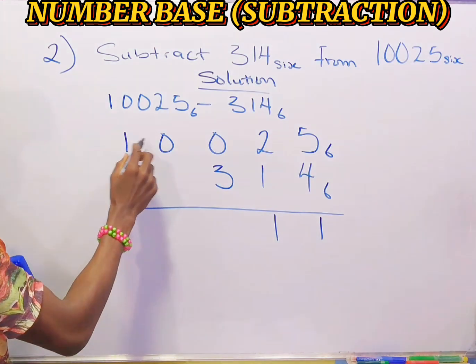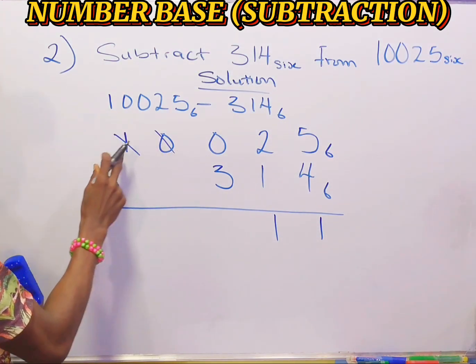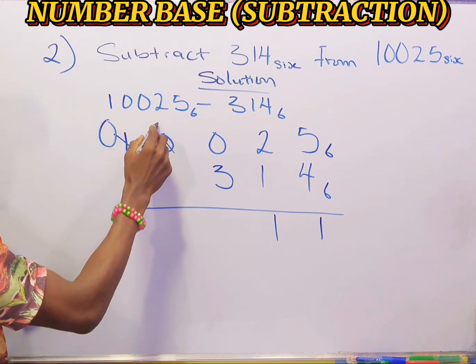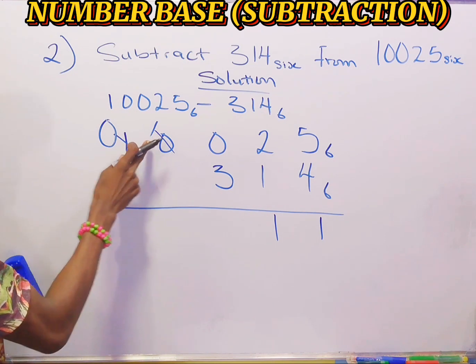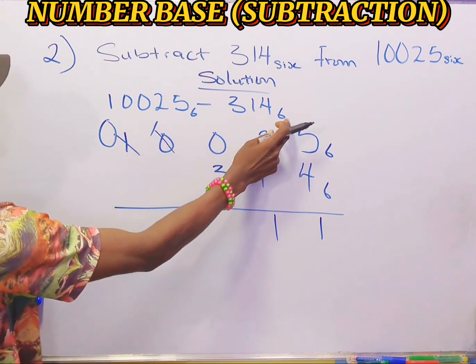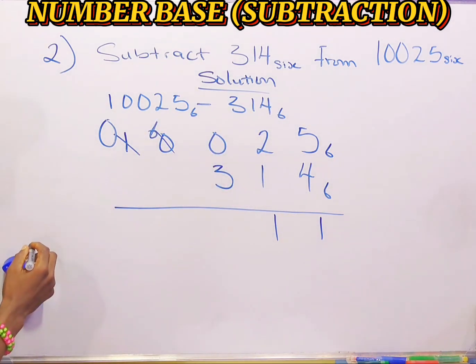So we go to 0. 0 has nothing here. So we move to 1. We take away 1 from 1. 1 becomes 0. We add the 1 here. Now the 1 we are adding here is not 1. The 1 we are adding is in a bunch of 6. So automatically we are adding 6 here and not 1.